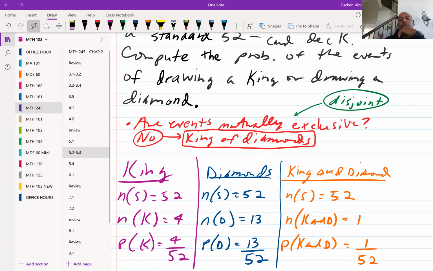So there are our three pieces. We have the kings, the diamonds, and then the king of diamonds. So in all cases, our sample space is 52 because there are 52 cards in the deck. There are 4 kings. So the probability to get a king will be 4 out of 52. There are 13 diamonds. Remember, each suit has 13 cards in it. So that's 13 over 52. And then the king of diamonds, there's only one king of diamonds. So that's 1 over 52.